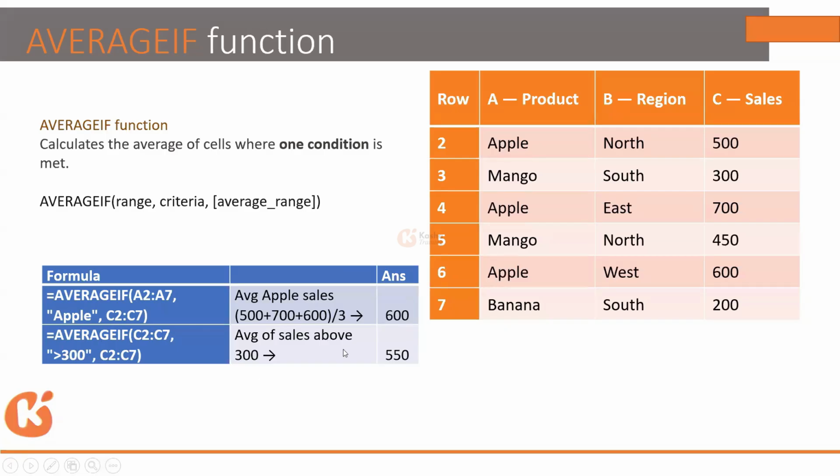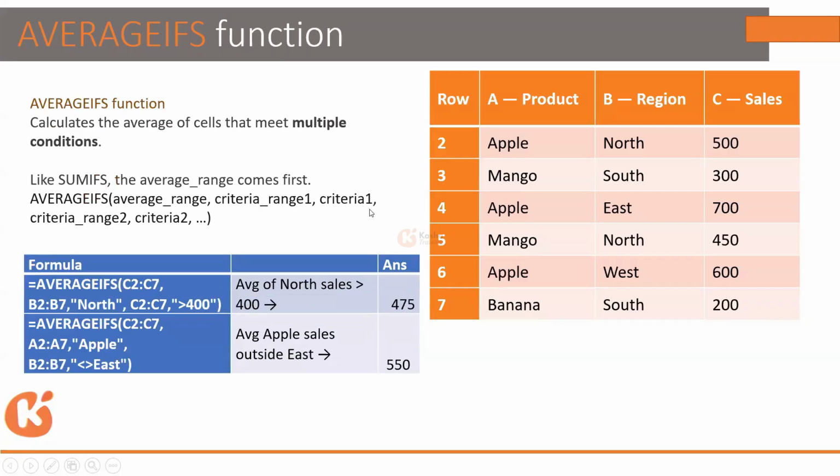Second, it is the average of sales above 300. We have given the average range C2 to C7, and then the condition greater than 300 on C2 to C7. This is a mean formula, and it gives 550. So that was the way we can find the mean with a condition. Now let's see the next function, AVERAGEIFS.